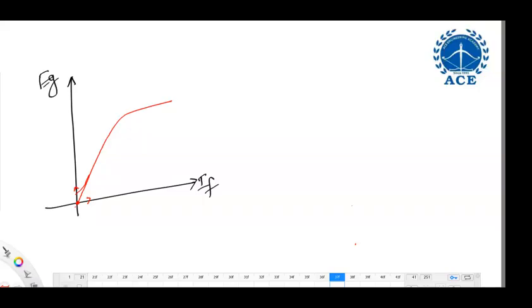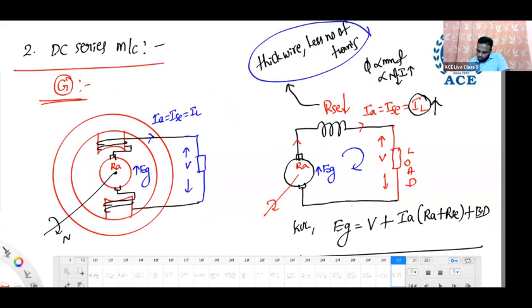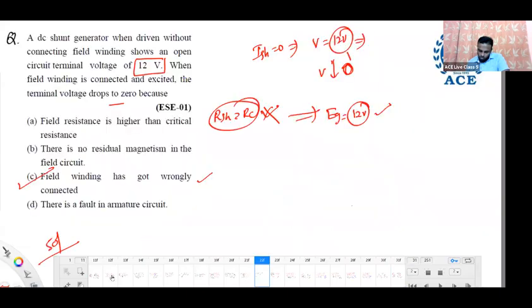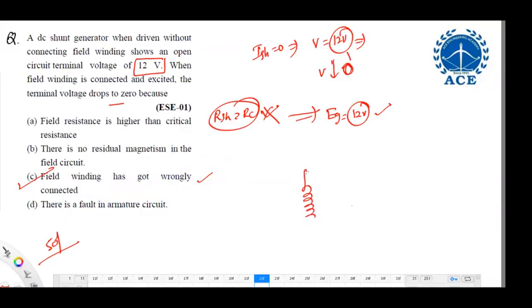Sir, in the first problem, after the conditions are applied, the 12 volts becomes 0 volts. Page number, I didn't know the page number, sir. I think it is this one, no? Yes, sir. Here they said that without connecting the field winding, there will be some voltage. Without connecting the field winding, how will there be voltage, sir?